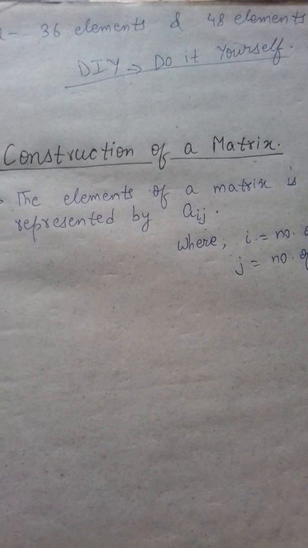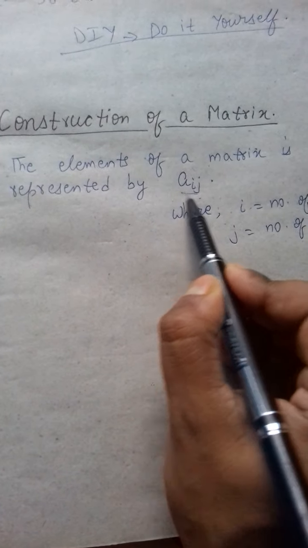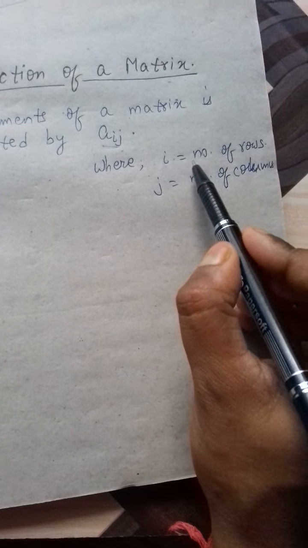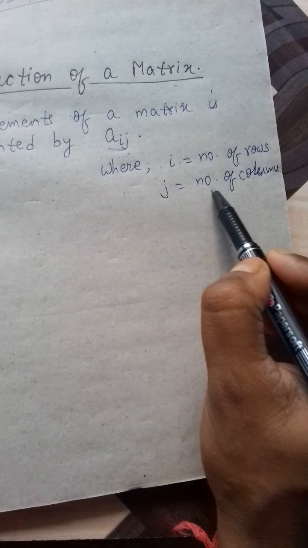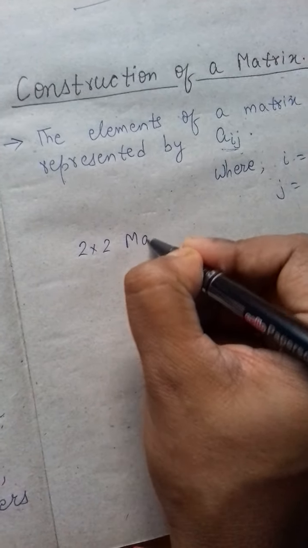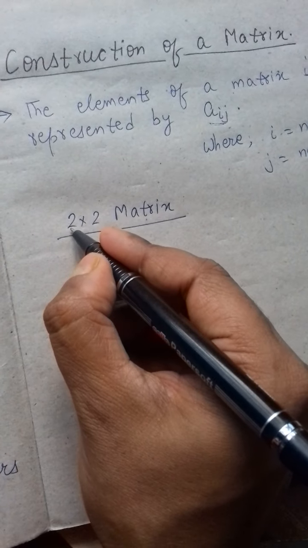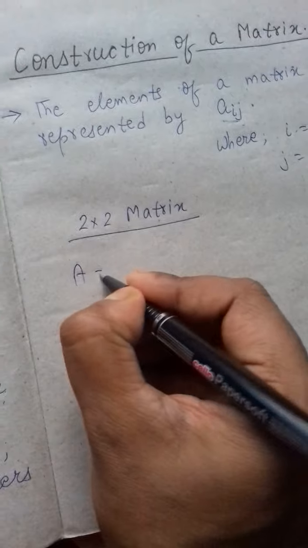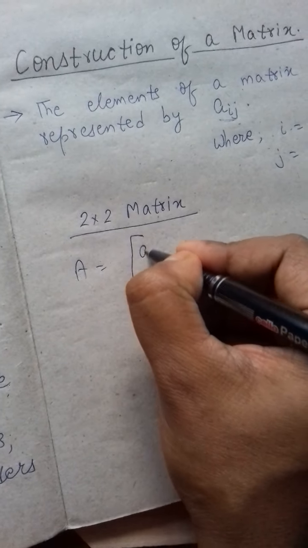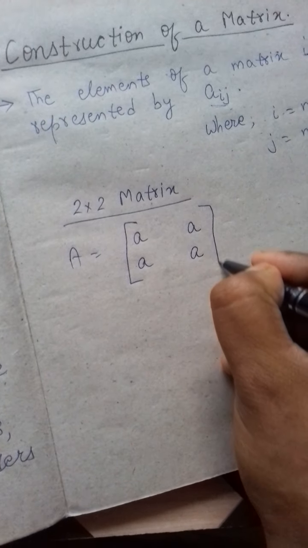Now we will see construction of a matrix. The elements of a matrix are represented by Aij, where i is equal to the number of rows and j is equal to the number of columns. Suppose we have to construct a 2 by 2 matrix. It means that it has 2 rows and 2 columns.